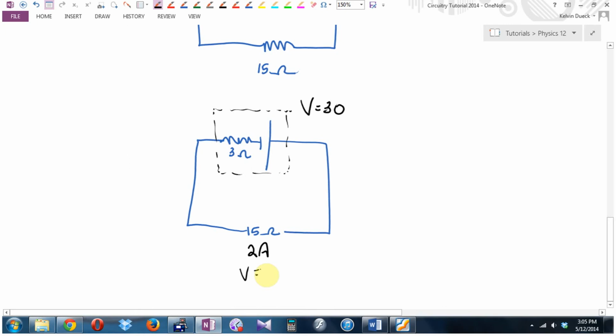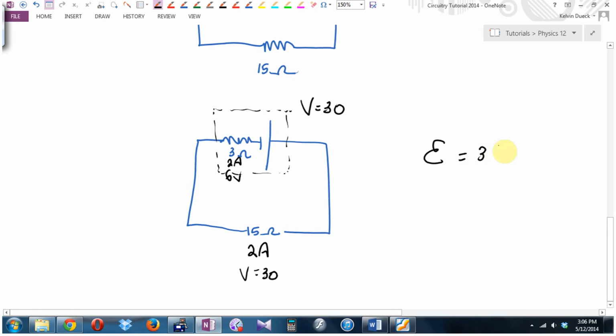30, I times R, yes? How many volts do I lose going through the chairlift? Through the internal resistor? What is the internal current? What's the total current going through here? 2 amps. So how many volts must I lose going through that little bump there? 6 volts. So what must the actual EMF, which I've called the chairlift height, what must it actually be?